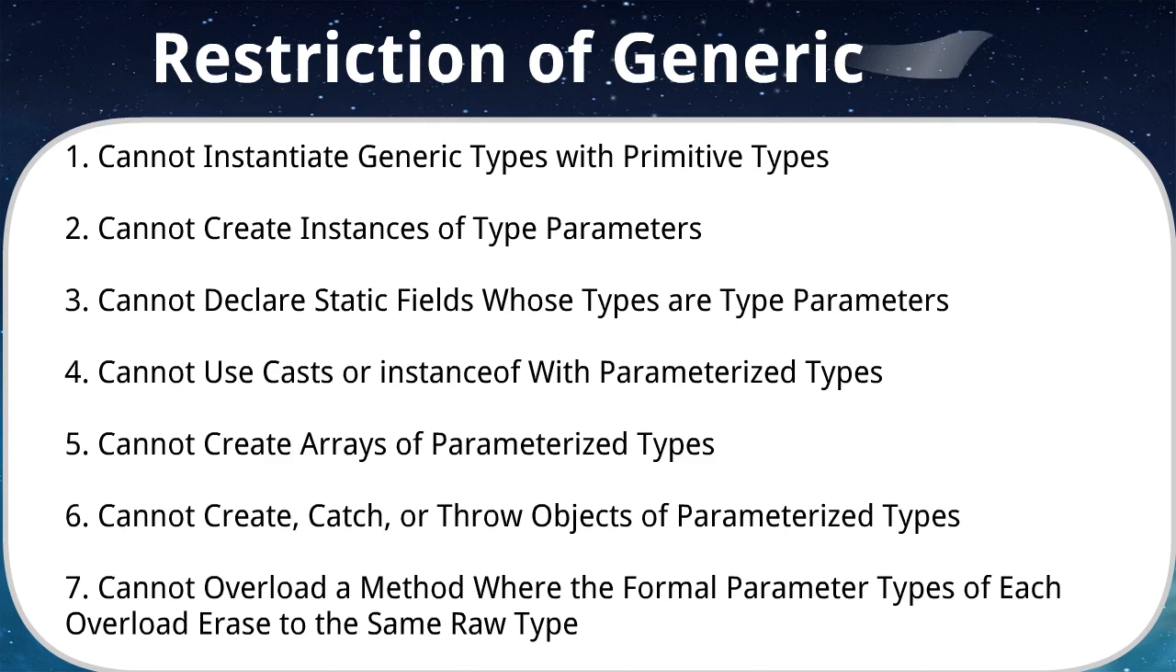Number 4. It cannot use casts or instanceof with parameterized types. Number 5. It cannot create arrays of parameterized types. Number 6. It cannot create, catch, or throw objects of parameterized types. And lastly, number 7. It cannot overload a method where the formal parameter types of each overload erase to the same raw type.